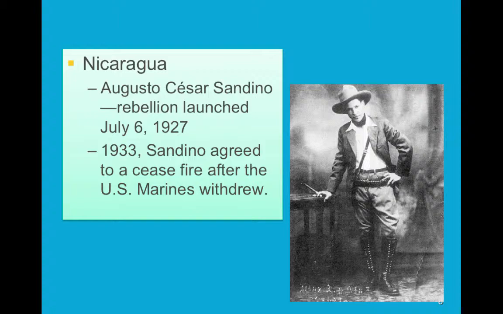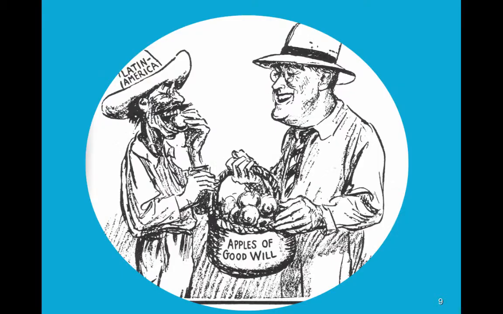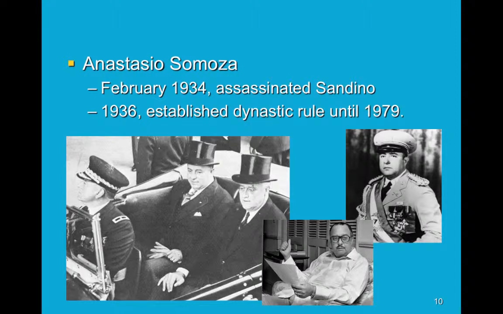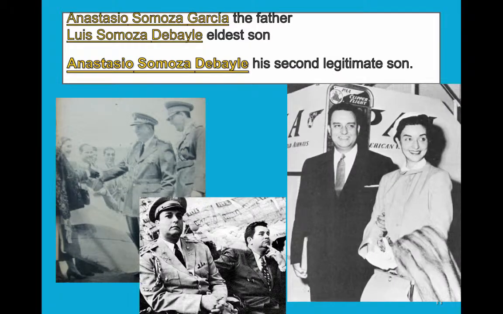Sandino agrees to a ceasefire after the U.S. Marines withdraw. A gesture of goodwill. We are going to be good neighbors to our Latin Americans. The person that we put in charge of the National Guard was Anastasio Somoza. Anastasio Somoza, in February of 1934, decides that Sandino is too much of a threat and assassinates him. He is going to be a puppet master for a couple of years until he realizes that he'd rather rule by himself, and he established a dictatorship, a dynastic dictatorship, until 1979.